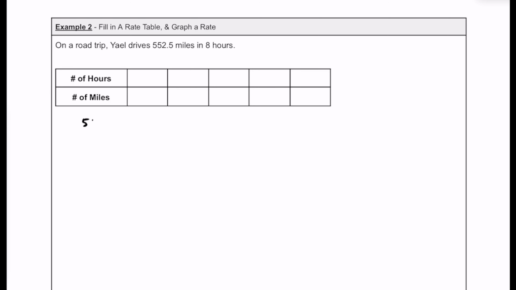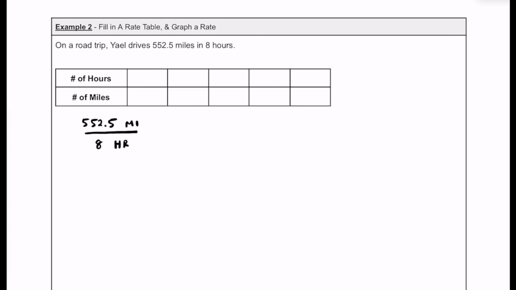So it's going to be 552.5, and that's going to be miles. I'm going to use MI to abbreviate the miles, and that's going to be in a time span of 8 hours. So I'm going to write HR for 8 hours here. All right, so that's going to be the original rate that we're given.